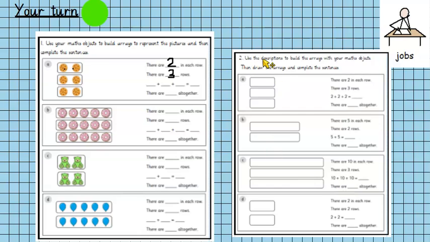So use the descriptions to build the array with your maths objects and then draw your array. So this says there are 2 in each row. So how many would I draw in each row? I would draw 2. 1, 2. 2 counters is fine. There are 3 rows. Remember, I need to make all the groups the same though, so I wouldn't just draw 2 there, because we do equal groups, don't we, in multiplication? So there you go, you would do it like that. Have a go at it. I think you can do it.